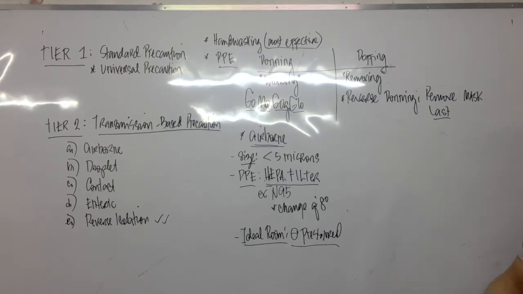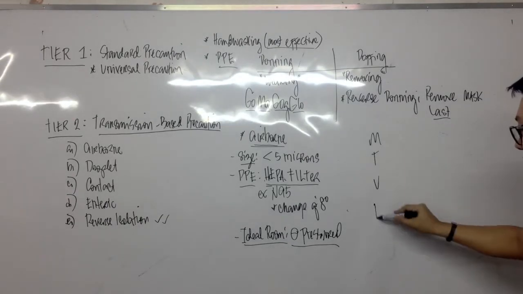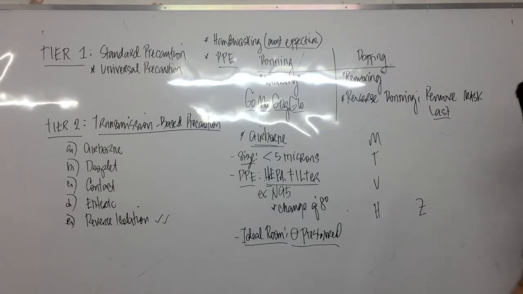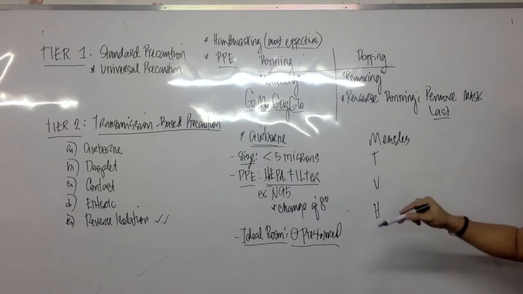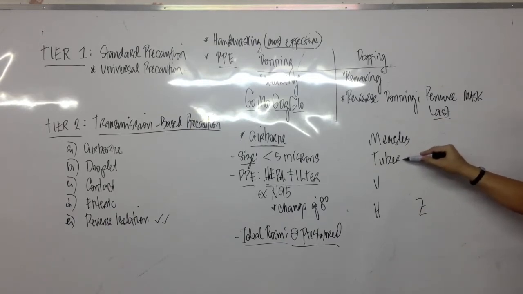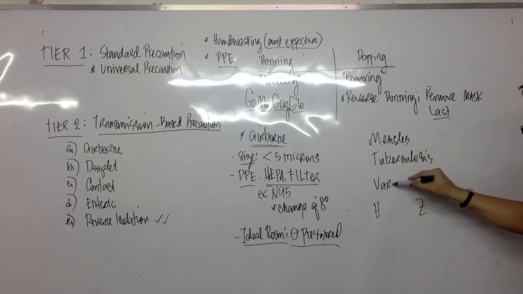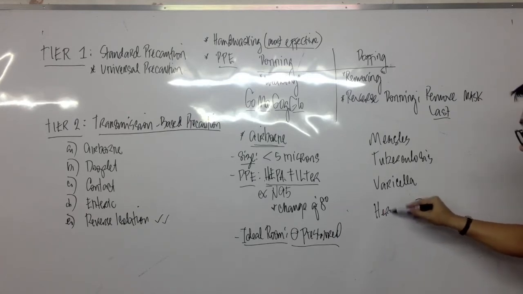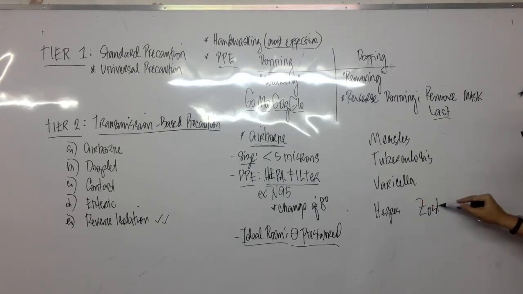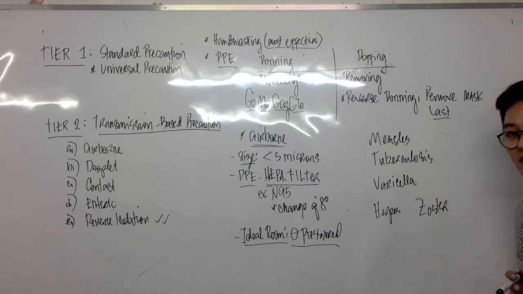Now, an example of airborne transmission is your MTVHZ. Okay? M stands for measles. T stands for tuberculosis. V stands for varicella. H stands for herpes zoster. Okay? So these are examples of your airborne infections.